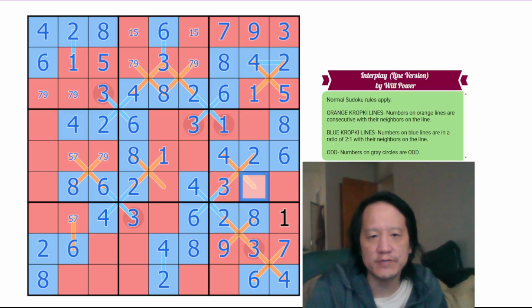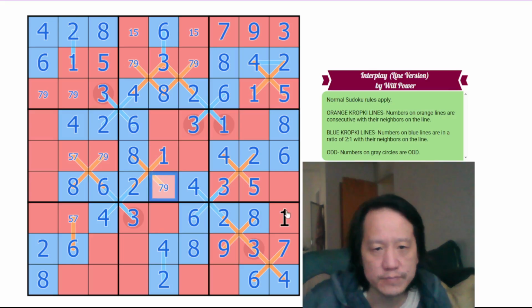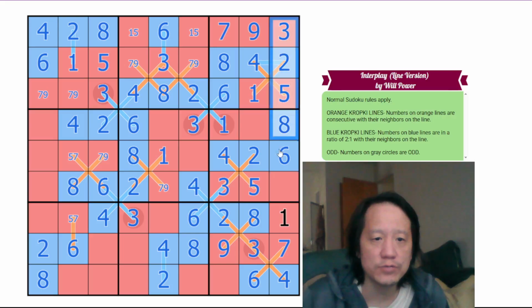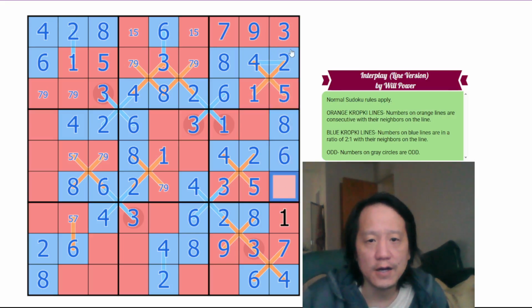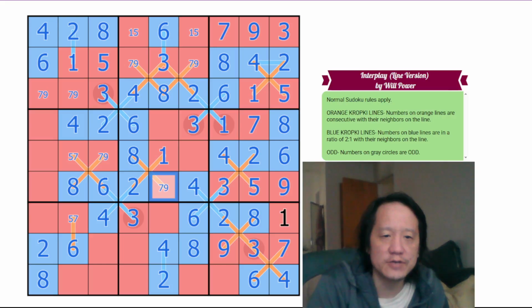4 can only be consecutive with 3 or 5. This can't be 3 because of 3 in the box, so this is 5. 8's consecutive with 7 or 9. So that's fine. And we do the rest from Sudoku. Remaining digit in column 9 is a 9. Remaining digit in column 8 is a 7. 9 eliminates 9 here, so this is 7. That leaves a remaining digit in row 6 as a 1.